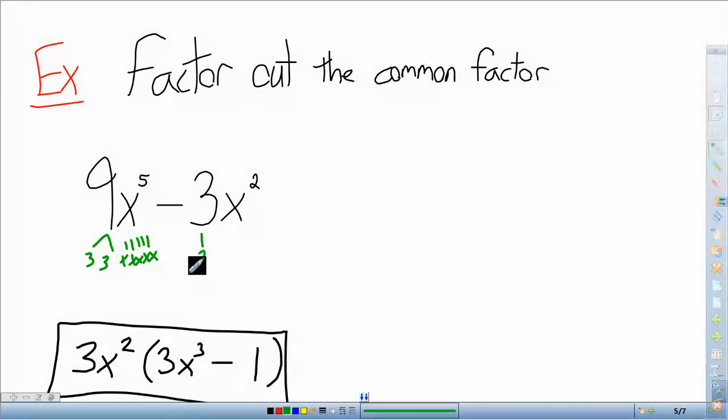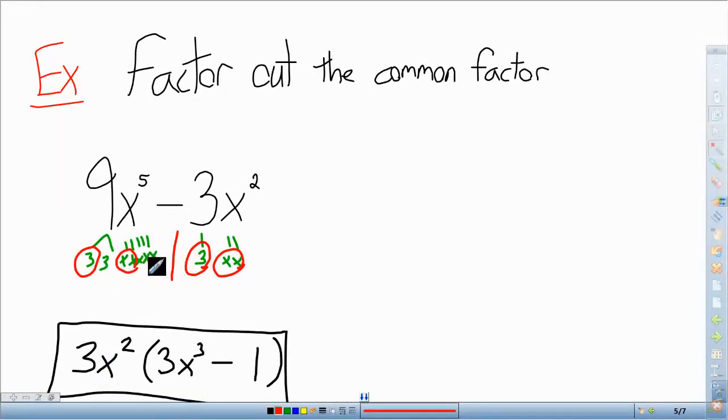This 3, I can bring it down. It can't be broken down, but it's part of the numbers I'm trying to find a common factor with. And this x squared is 2 x's, and I like to draw that line in between. Okay, so I would notice, what do they have in common number-wise? They both have a 3. I would take the 3 out. What do they have in common variable-wise? Well, it looks like they both have 2 x's. I would take those 2 x's out.